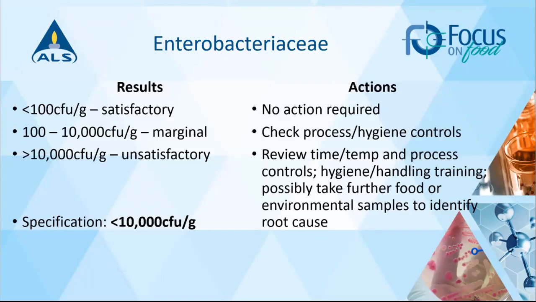So where it's appropriate to use them as an indicator organism, the specification should be set at less than 10,000 CFUs per gram. Counts towards the high end of that specification should cause you to check the process and hygiene controls. In excess of that, a thorough review should be implemented, with potentially further samples being taken from final product and the facility itself to try to identify the root cause.